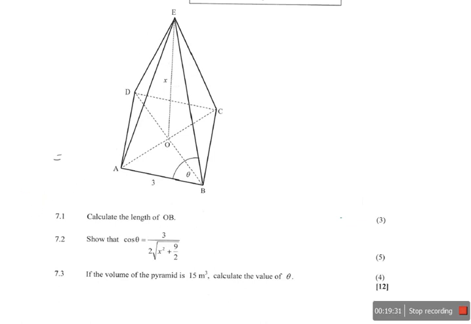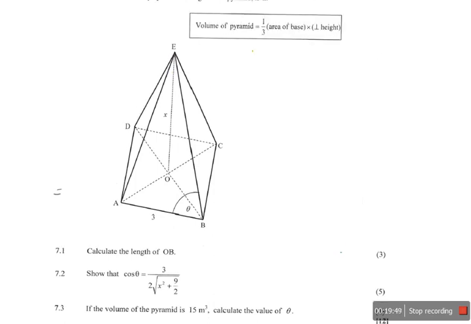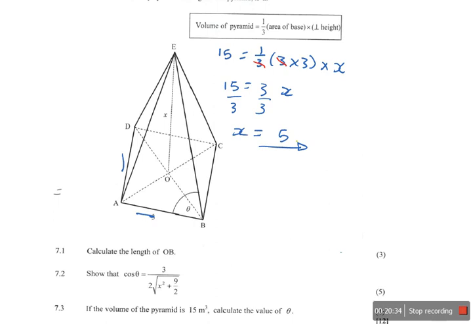Right, so it says here, if the volume of the pyramid is 15 cubic meters, calculate the value of theta. So we are given the equation of volume. The volume of the pyramid is 15. This is equal to 1 over 3 times the area of the base. The base is a square, so it will be this side multiplied by that side. So it's 3 times 3, multiplied by the perpendicular height x. This 3 will cancel with the 3, then we are left with 15 equals 3x. So we divide by 3, and then we are left with x as 5.